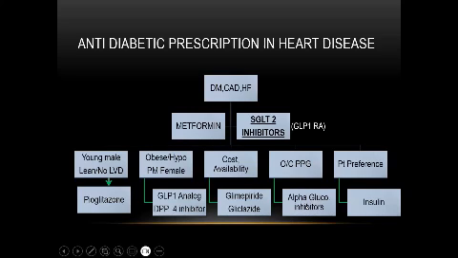So metaglenides. Then of course, if the patient prefers, the best thing will be insulin. So this is how you select the drug as a third drug in a patient with diabetes and heart disease: metformin, SGLT2 inhibitor, or in some patients GLP-1 analog.